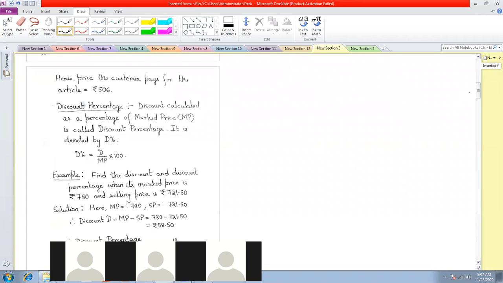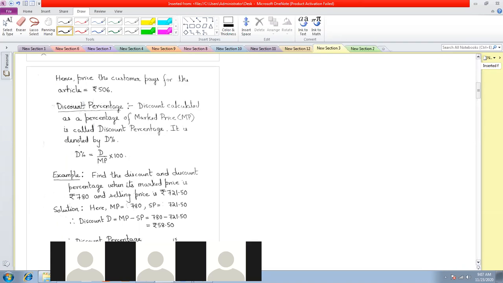Next, discount percentage. Now, remember, when dealing with discounts, discount is always calculated on the mark price. Learn this sentence. If you remember, when we were doing profit and loss, I told you to remember that profit or loss percentage is always calculated on the cost price. Similarly, here you must remember that discount is always calculated on the mark price of the article.